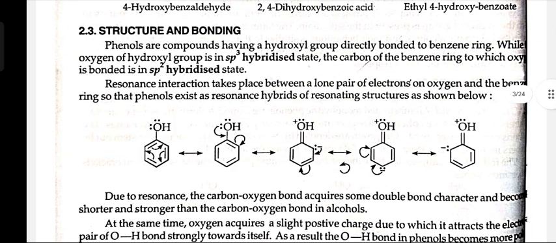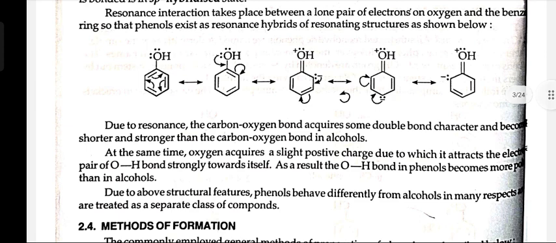Structure and bonding. Phenols are compounds having the hydroxyl group directly bonded to the benzene ring, while the oxygen of the hydroxyl group is in the sp3 hybridized state. The carbon of the benzene ring to which the oxygen is bonded is in the sp2 hybridized state. Resonance interaction takes place between a lone pair of electrons on oxygen and the benzene ring, so that phenol exists as a resonance hybrid of the resonating structures as shown below. It consists of 5 resonating structures.